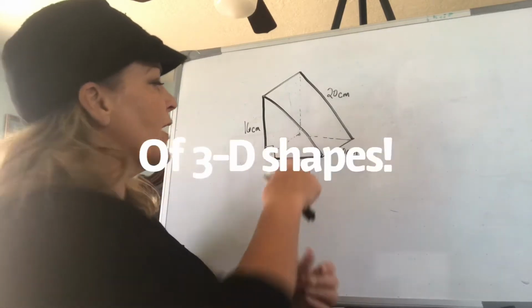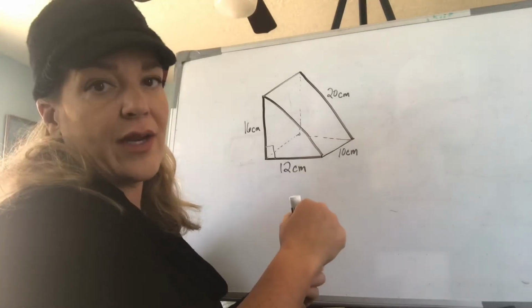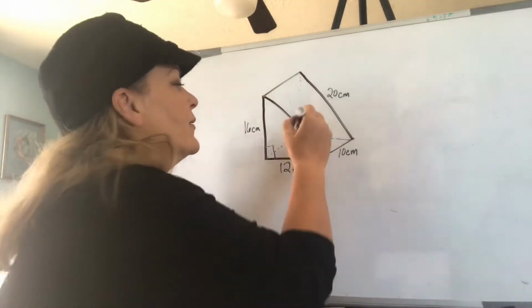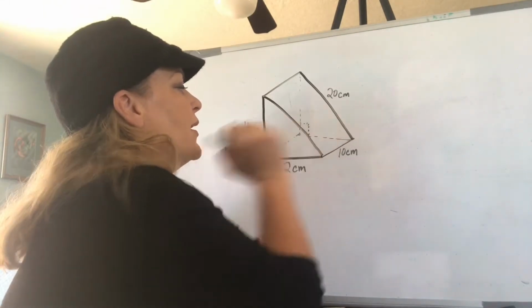So I have a right triangular prism here. I know that it's a right triangular prism because of this right angle. So these two back and this one back here are both right angles.